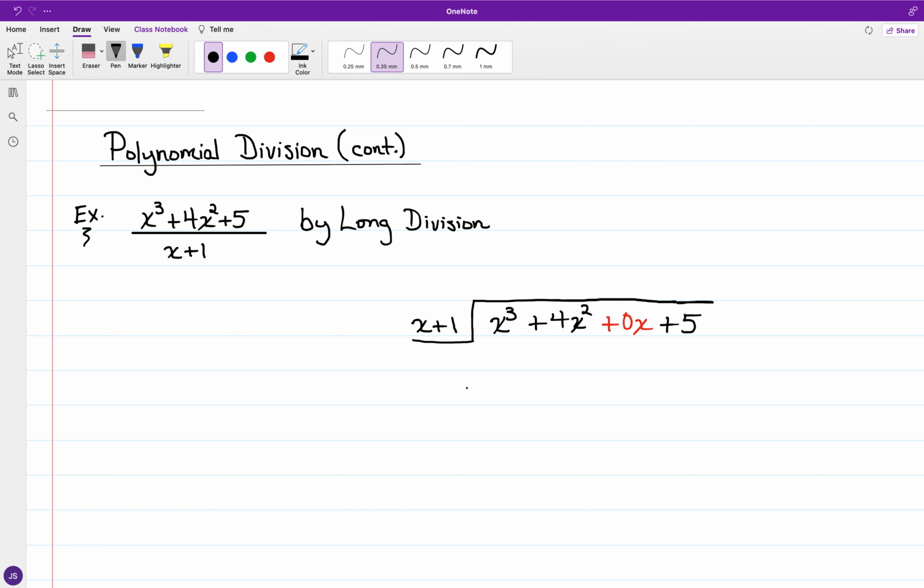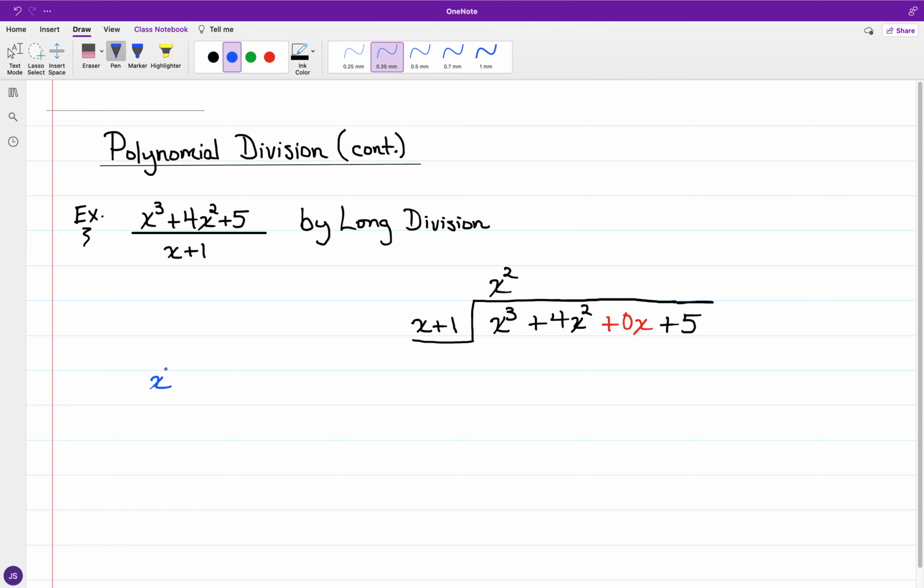So in the setup, you have x plus 1 into x cubed plus 4x squared plus 0x plus 5. Now, in establishing the quotient, we look at the first term of the divisor into the first term of the dividend. So we're dividing x cubed by x, and that is going to be x squared. Just for the earlier examples, I'm going to show you how I'm arriving at the products and how I'm applying them to the long division process.